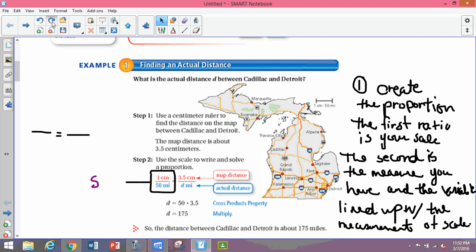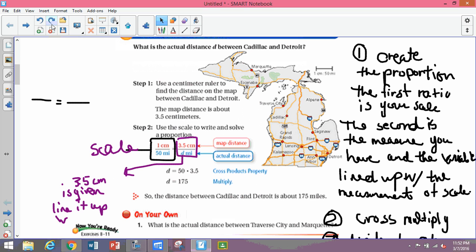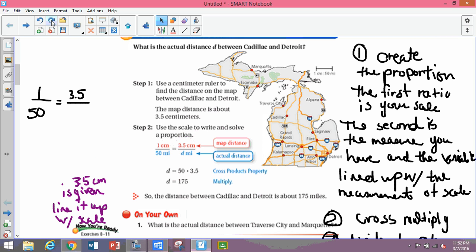And then you're going to be given another measurement, that 3.5, and that's over your variable. So 3.5 is given, and you're going to line that up with the scale. 3.5 is centimeters, and centimeters is on top, so it's got to go on top, and the variable goes on the bottom. If I line it up as 1 centimeter over 50 miles equals 3.5 over x, you're going to cross multiply and take 50 times 3.5 equals 1 times x.